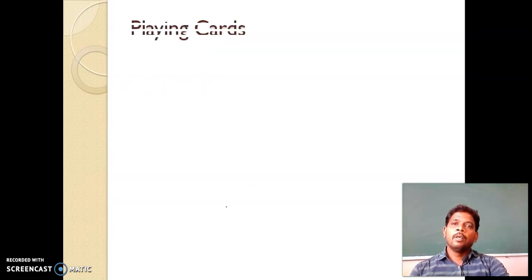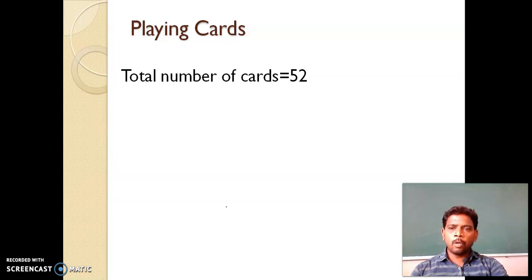Next, very important examples, or experiments, under probability are playing cards. That is a very important experiment in probability. Most of the questions in our board exams are asked under that kind of experiment only. First we need to know about the playing cards and how many cards are there in each variety. Totally there are 52 playing cards.